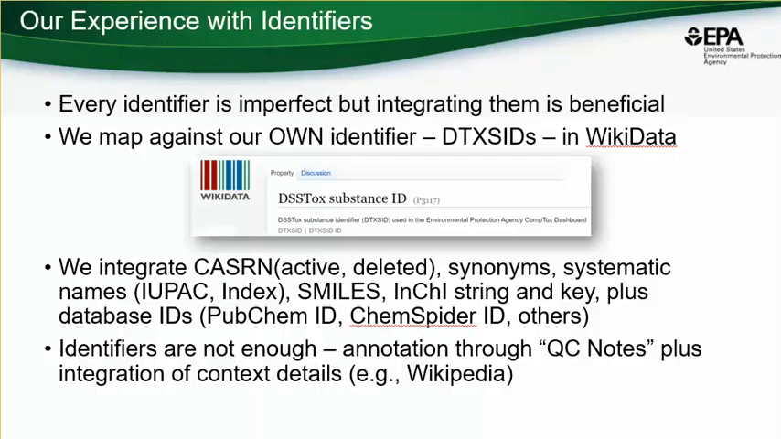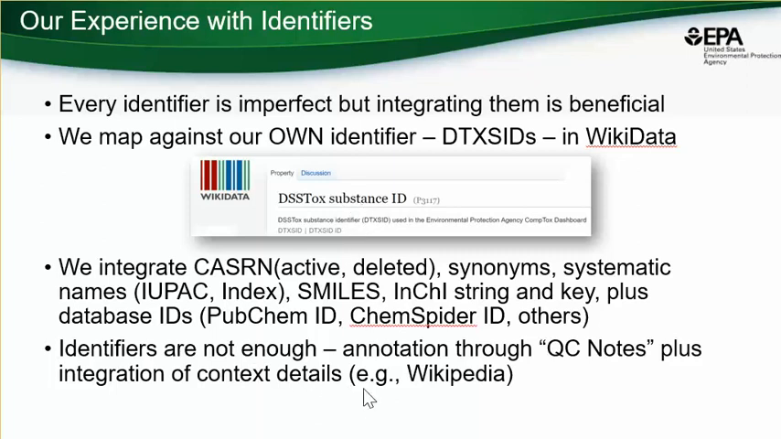Our own experience with identifiers is that we had to add our own, the DTXSID. This is the DSSTox substance identifier as we built our own database. In our application, we are integrating CAS, both active and deleted, all of the synonyms we can, systematic names, SMILES, etc. Everything I've discussed gets mapped to our substance identifier. And this is accepted by Wikidata. It shows up all over Wikipedia now.